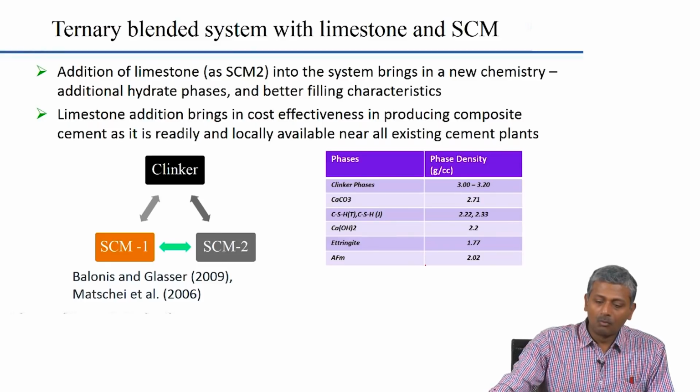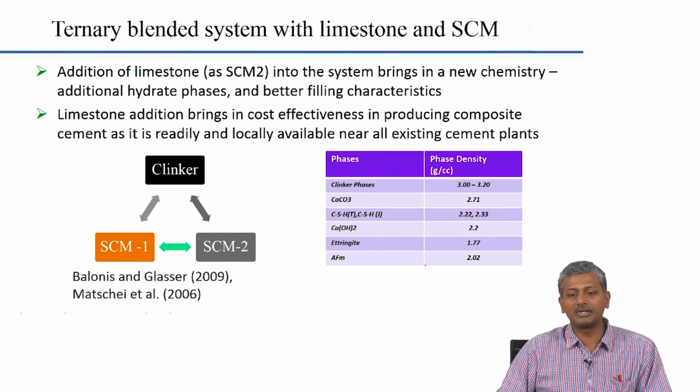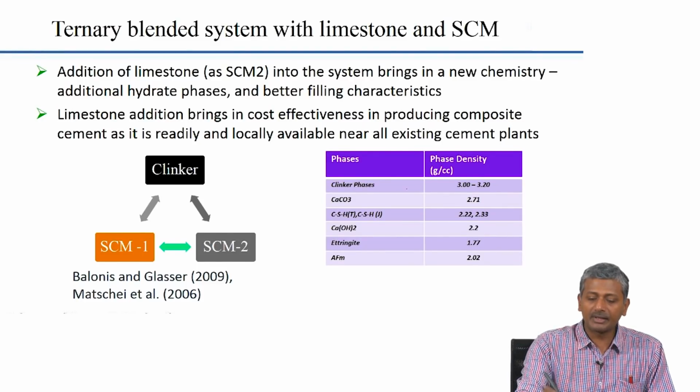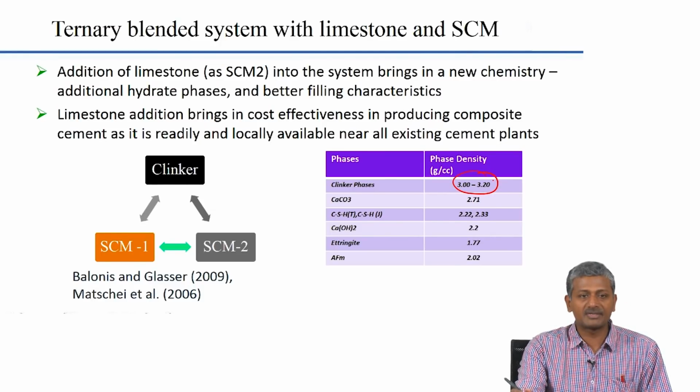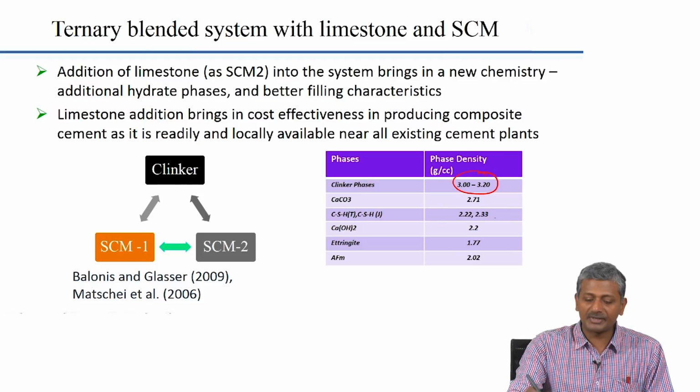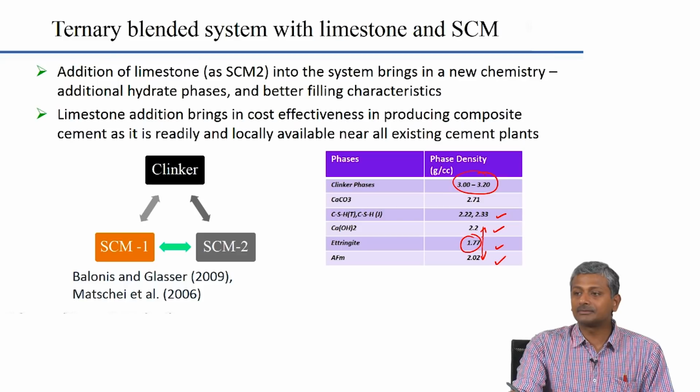Now, what phases form when regular cement hydrates? Mostly clinker phases, which have a density of 3 to 3.2, with 3.15 as the average density, produce different phases like CSH, calcium hydroxide, ettringite and AFM. I want you to pay attention to the densities of these materials. If you look at ettringite, it has got the least density, 1.77.